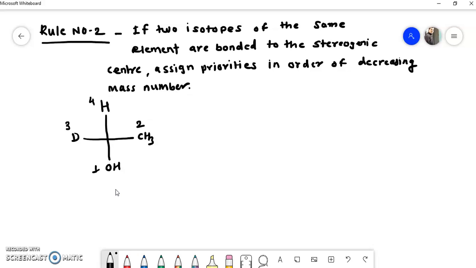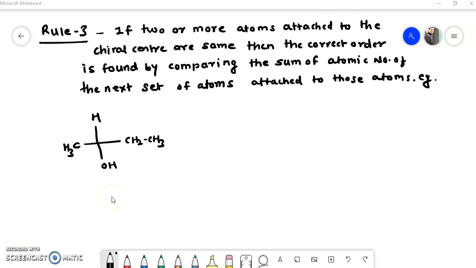Now we'll move into the next rule. Consider rule number 3, which is also very important. Now what does the rule say? If two or more atoms attached to the chiral center are same, then the correct order is found by comparing the sum of atomic numbers of the next set of atoms attached to those atoms. Now you see this example, you will be clear about this rule.